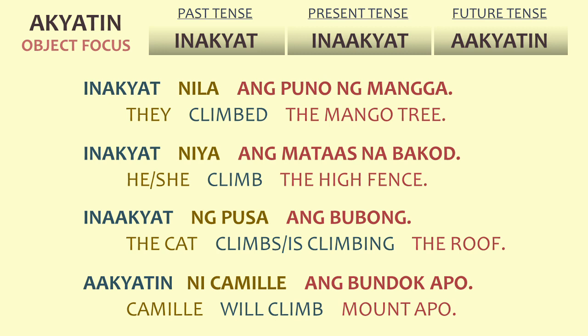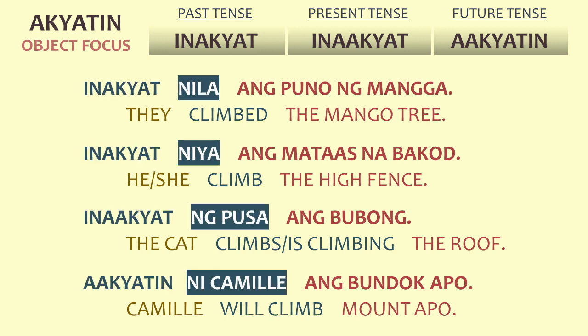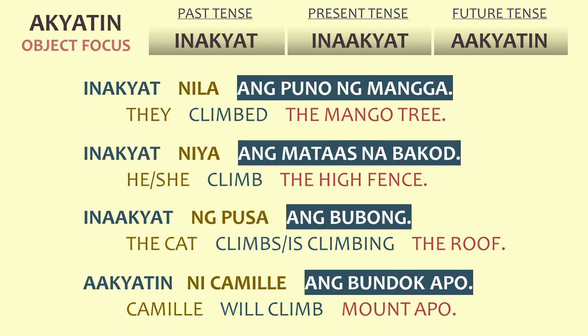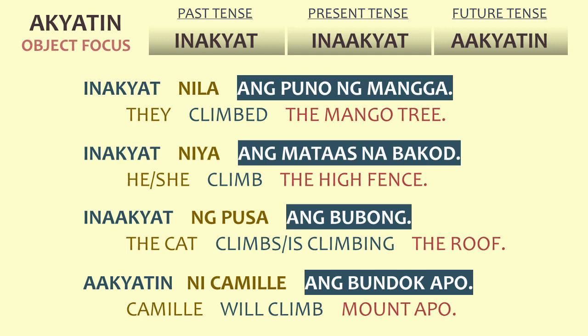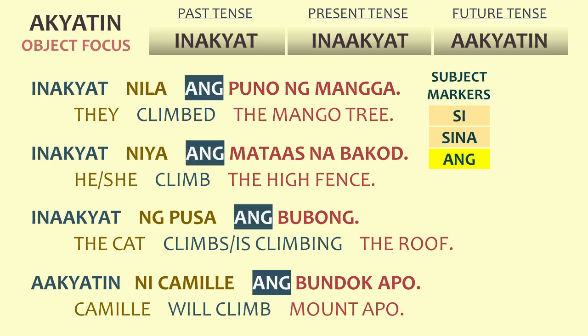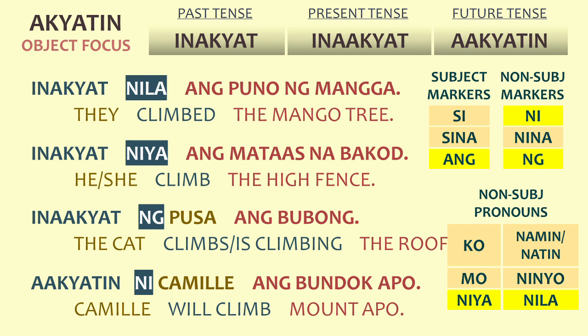So of course, we start with the verbs. That is how we often start Tagalog sentences. And then the doer of action, and then the receiver of action. Now, as I've mentioned, akyatin is an object-focused verb. So when using object-focused verbs, the focus of the sentence or the subject in Tagalog is the receiver of action. So not the doer of action, but the receiver of action. That is why we are using subject markers for the receivers of action, while for the doers of action, we are using non-subject markers like ni, na, and nang. And again, same goes with the pronouns. Instead of using subject pronouns, we use non-subject pronouns.